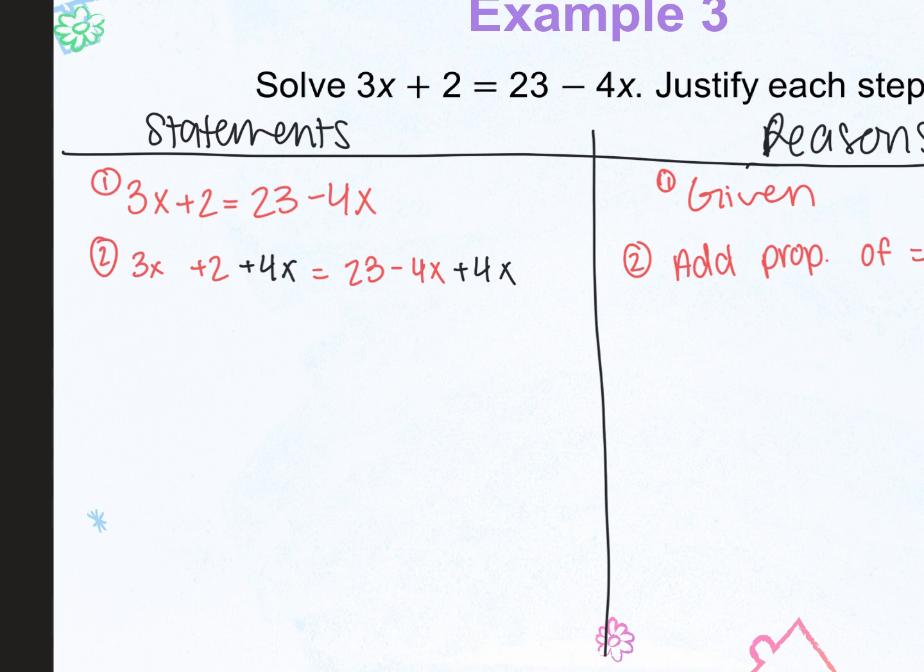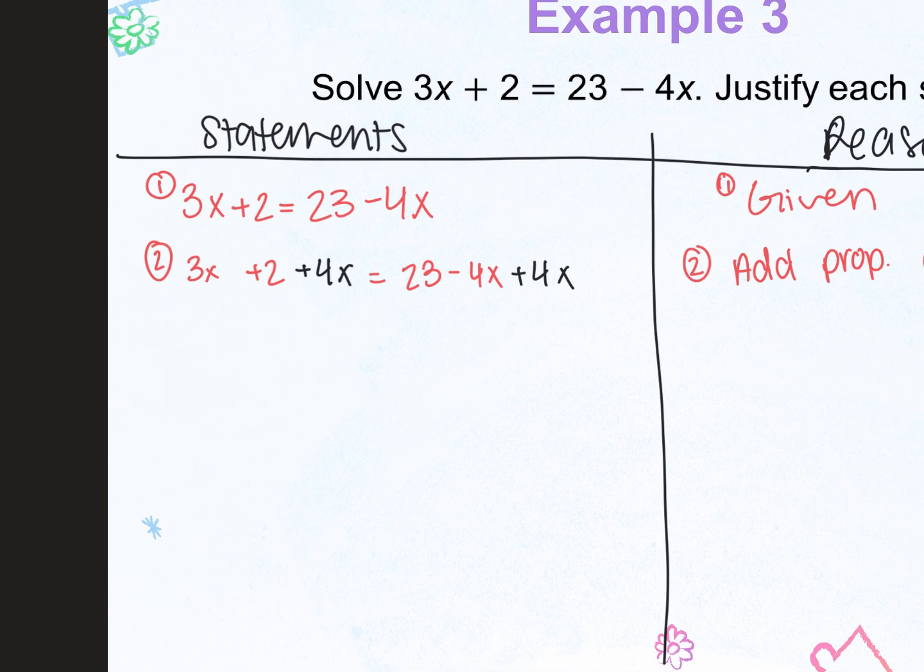What does given mean? Given means it's given. It's there for you. I can't just get 3x plus 2 out of nowhere. It's what's given to me. That's what I'm trying to figure out. So that's why the first one is always going to be given. Do we need to keep solving the problem? Yes, I have to keep going.